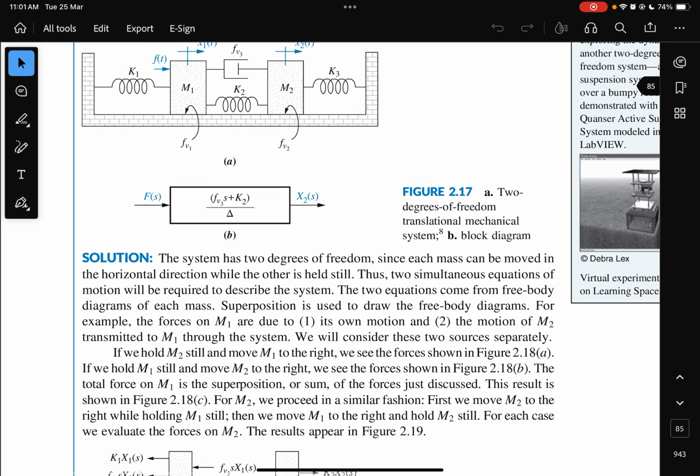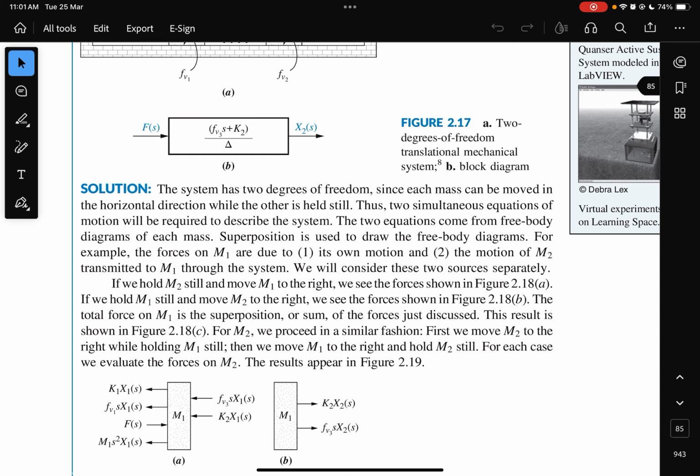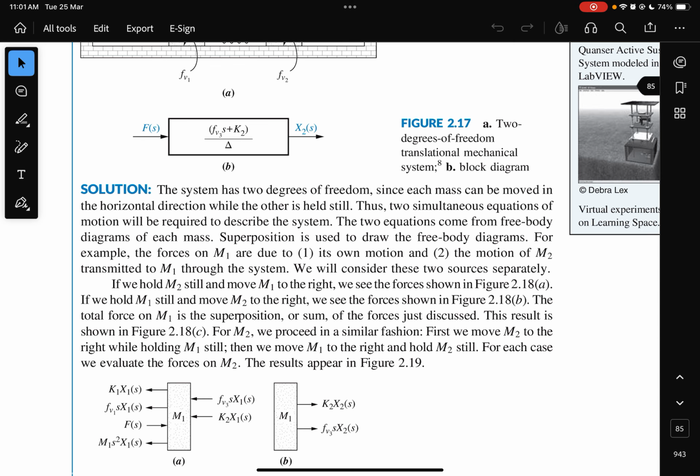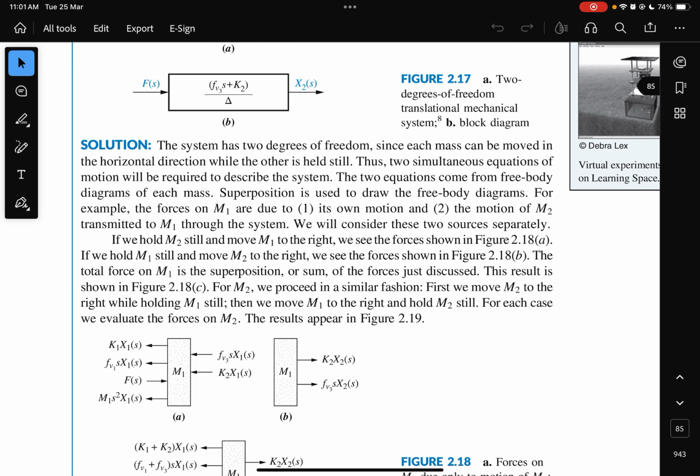We'll go through it right now. Also I should mention that the system has 2 degrees of freedom, since each mass can be moved in the horizontal direction while the other is held still. Thus, 2 simultaneous equations of motion will be required to describe the system. The 2 equations come from free body diagrams for each mass, and superposition is used to draw the free body diagrams.